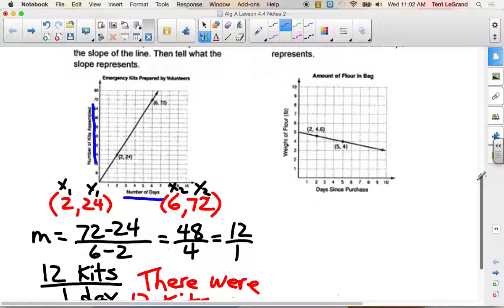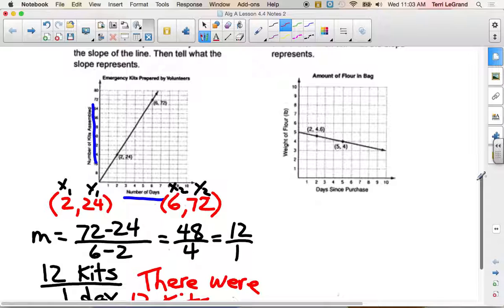Oh, it looks like it's an amount of flour in a bag. So what's on our x-axis? It looks like some flour got purchased, apparently. Days since the purchase. So how many days have passed since this bag of flour was bought, basically, right? And then what's on the y-axis? Weight of the flour, yeah. So this flour starts out at a certain weight, and if you start using it, it goes down, doesn't it? Okay, and that's what the line is doing, is it not?